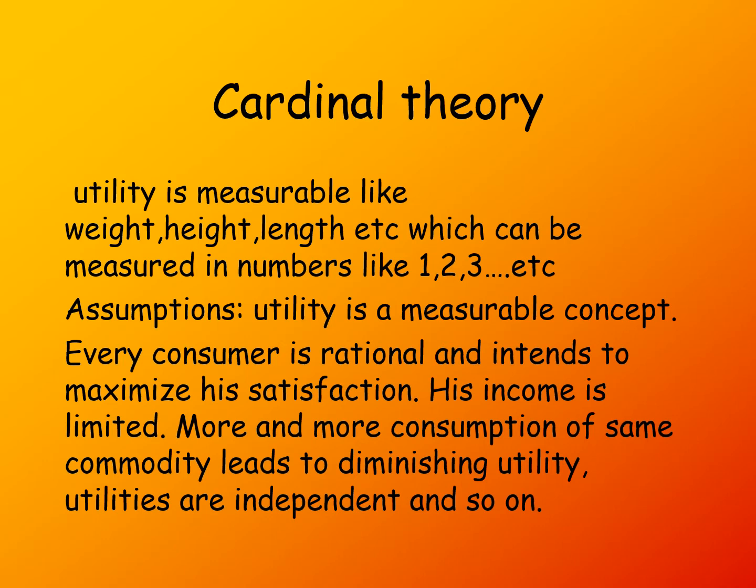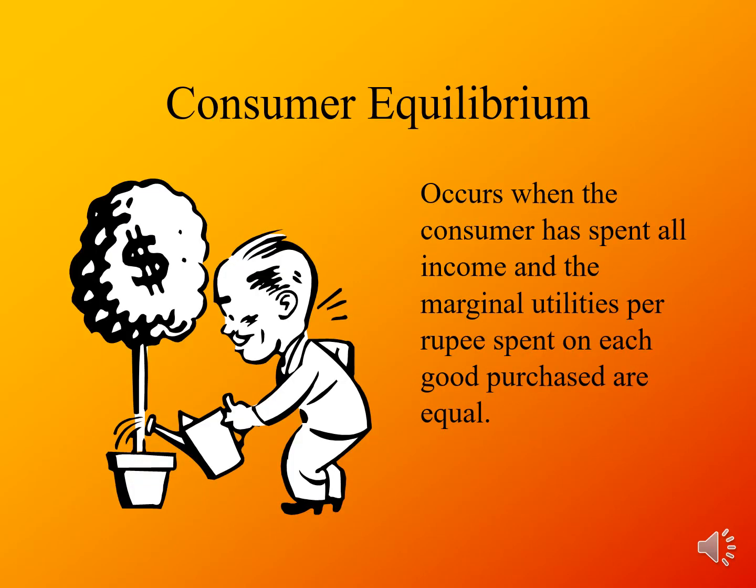And there are certain assumptions on the basis of which cardinal theory is developed. The assumptions are: utility is a measurable concept, and every consumer is rational, and he intends to maximize his satisfaction. Also, the consumer's income is limited, and when a person consumes more and more of a particular commodity, his utility tends to diminish. And utilities are independent is another assumption, and the marginal utility of money remains constant, etc. are the various assumptions. Now let us see a term called consumer equilibrium.